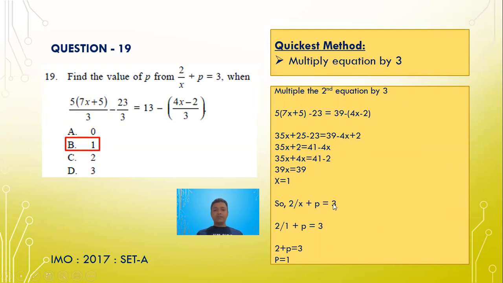So 2 upon x plus p is equal to 3. So you put the value of x in the first equation. What is x? x is 1. So 2 upon 1 plus p is 3. What is 2 upon 1? 2 upon 1 is 2. So 2 plus p is 3. So what is p? p is 1.